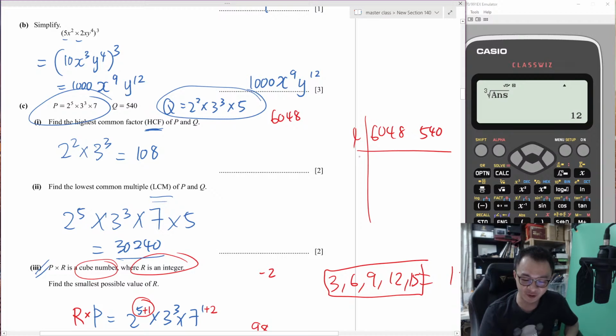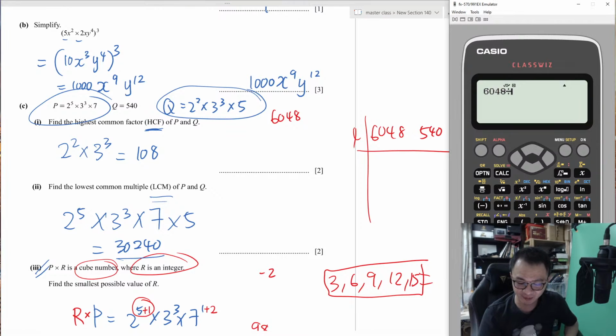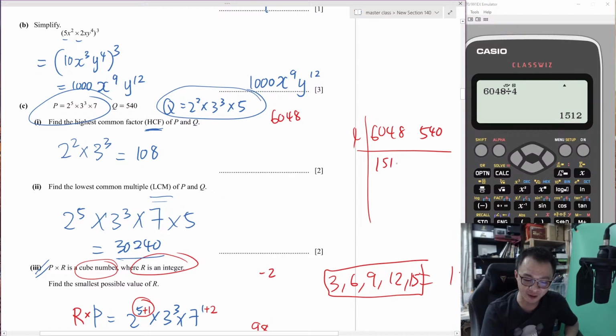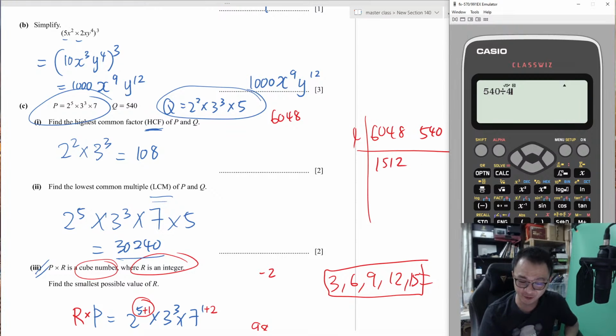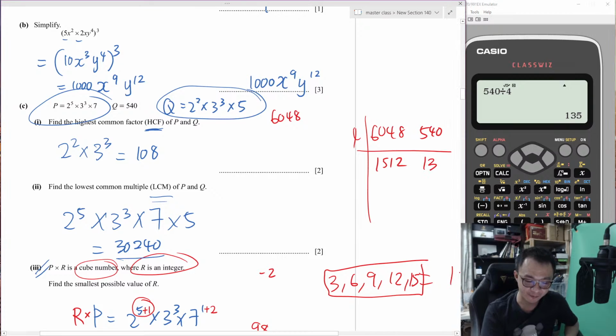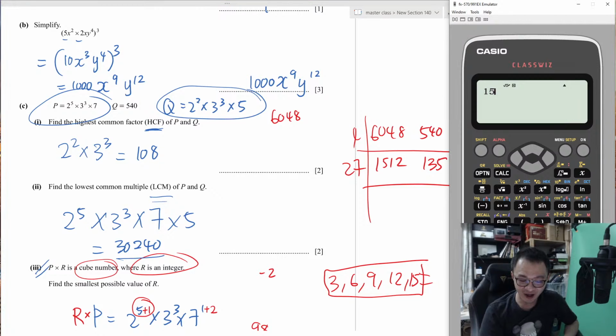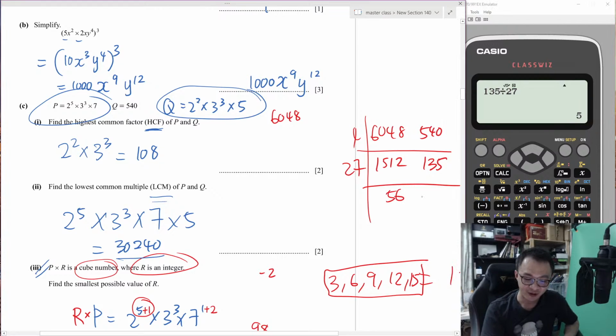Both numbers can be divided by 4. 6048 divided by 4, I get 1512. 540 divided by 4, I will get 135. And then both numbers I will divide by 27. Don't ask me why I know 27, because I see the answer already. So 1512 divided by 27, I will get 56. 135 divided by 27, I get 5. If you don't get 27, you can divide by 3, divide by 3, divide by 3 until you can no longer divide both numbers by the same number.